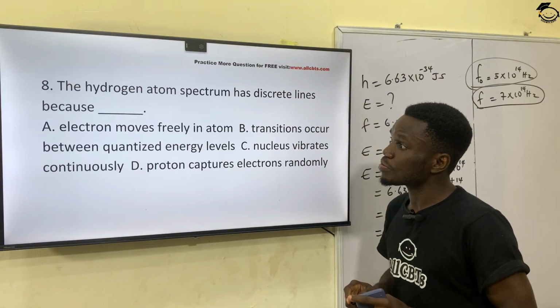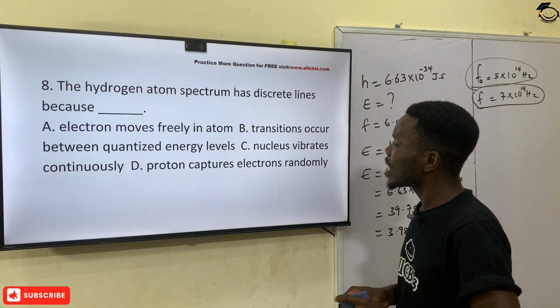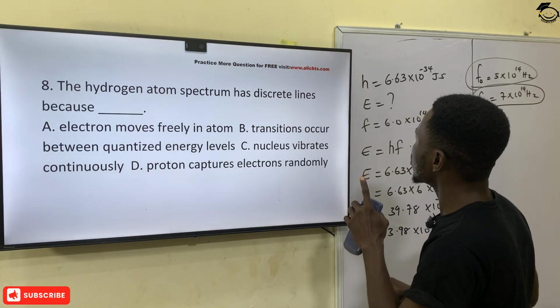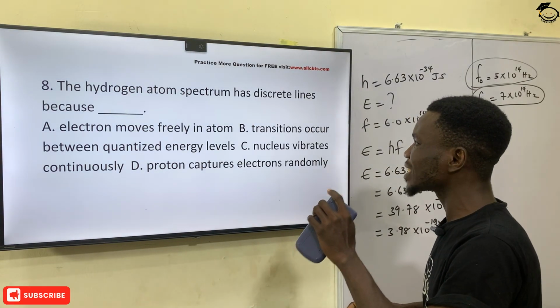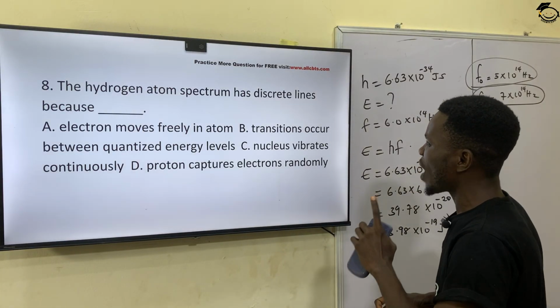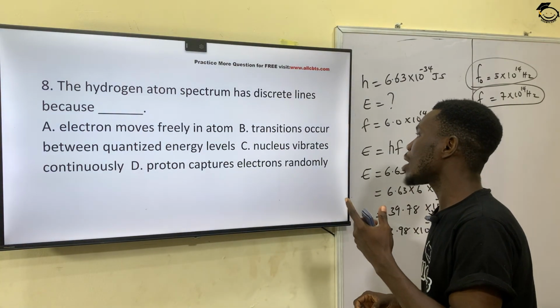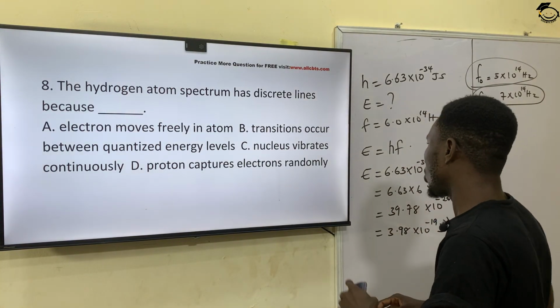Option A says because the electrons move freely in the atom. Option B says because transitions occur between quantized energy levels. Option C says because the nucleus vibrates continuously. And option D says because the protons capture electrons randomly.